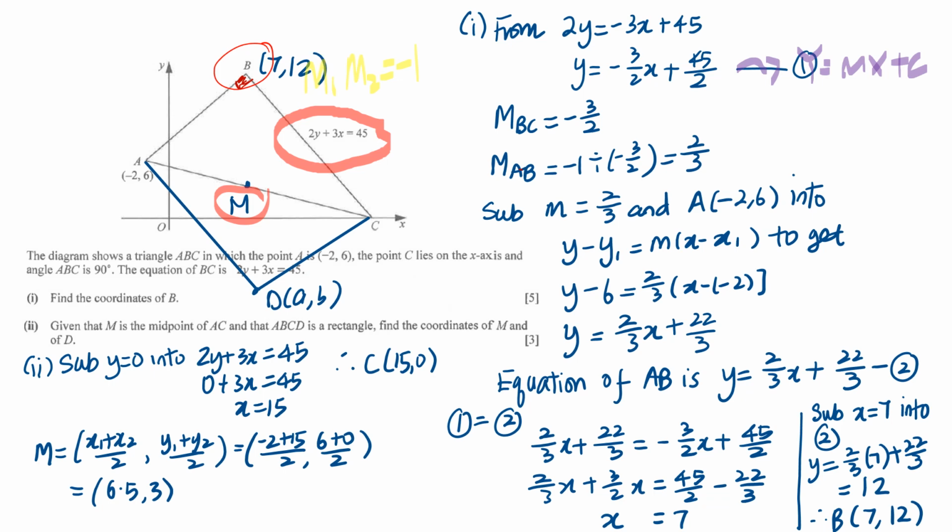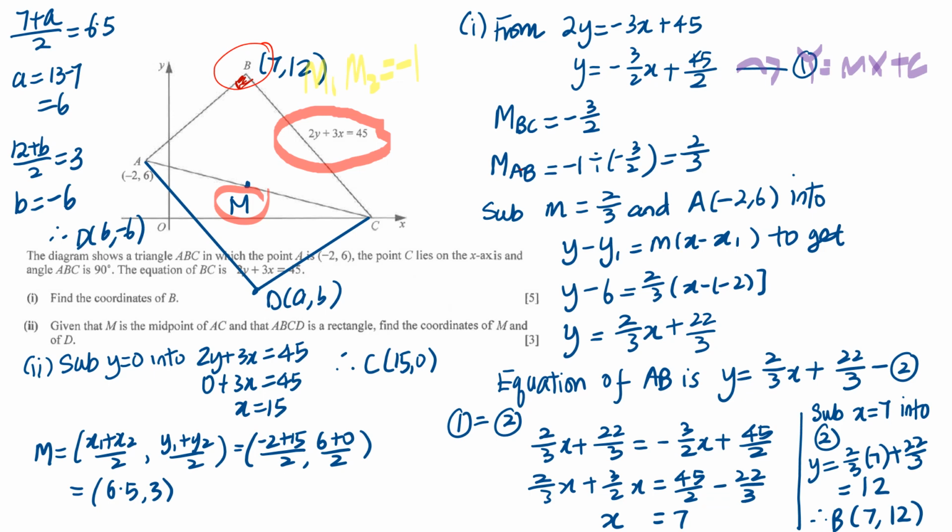Right, so we already found the coordinates of B, which is 7, 12. So we apply the midpoint formula again, which is 7 plus A divided by 2 gives you the x coordinate of your point M, which is 6.5. You do some manipulation, you get A equals 6. Likewise, 12 plus B divided by 2 gives you the y coordinate of point M, which is negative 6. Right, so from there you found D to be 6, negative 6.